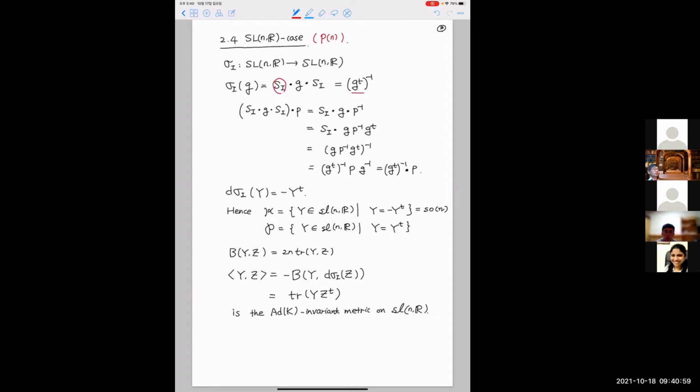Okay, so the Cartan involution theta of g is g transpose inverse. Because if you compute theta, you can just follow the definition and finally obtain this one. So the Cartan involution of SL(n,R) is this map. Then its differential at the identity, we have this one.